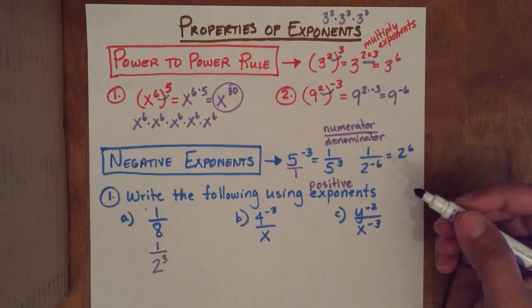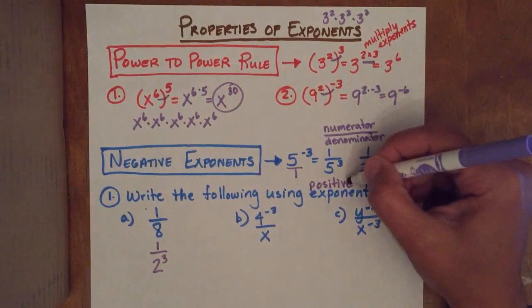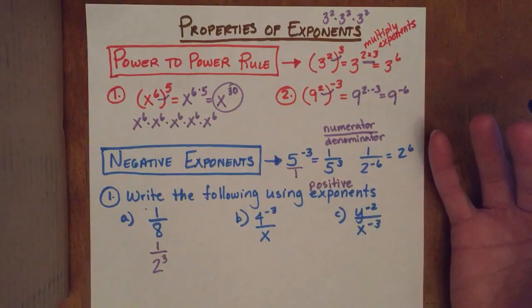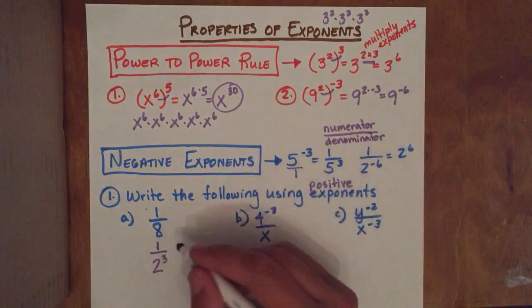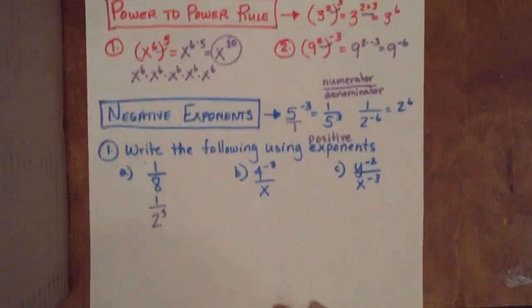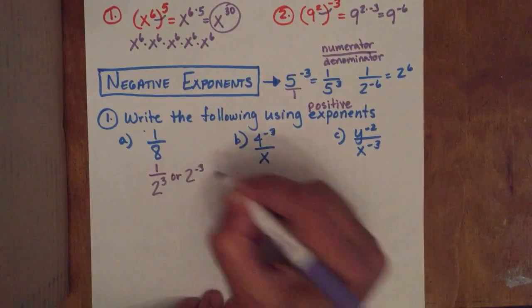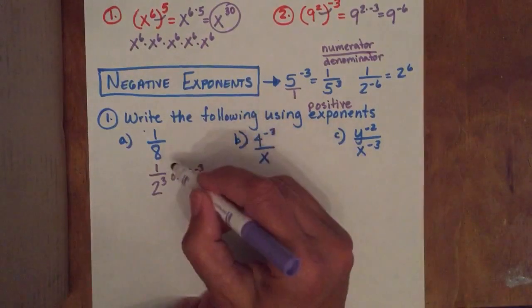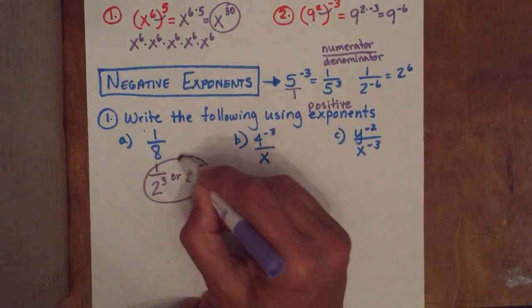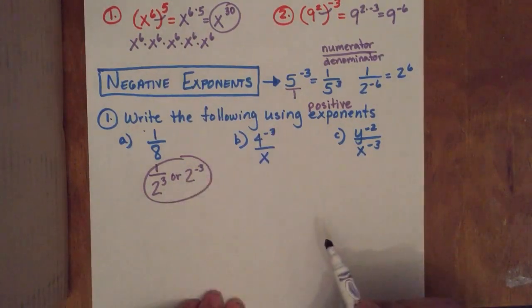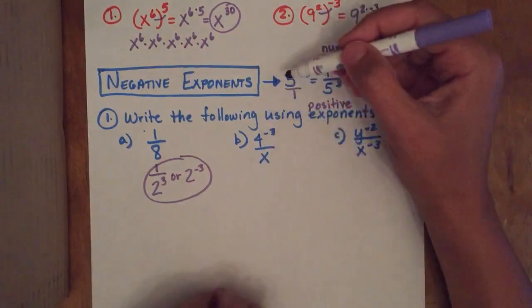We're pretty much done. If I didn't want to use the positive exponent and I wanted to use a negative exponent, and let's say I tried to eliminate the fraction, I could also write this as 2 to the negative third. Remember, either one of these will work, because if I have the positive exponent in the numerator, it becomes negative to put it in the denominator, and it becomes negative to put it in the numerator. So let's look at another example.